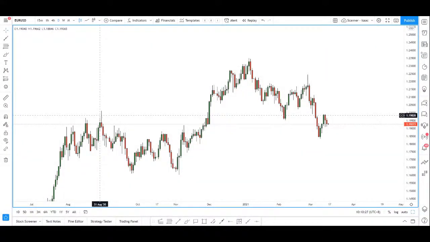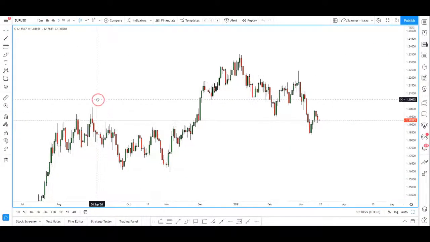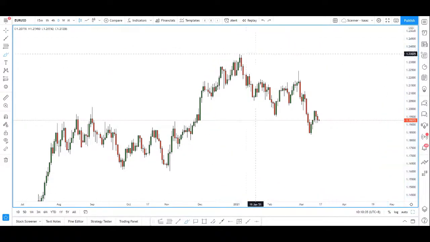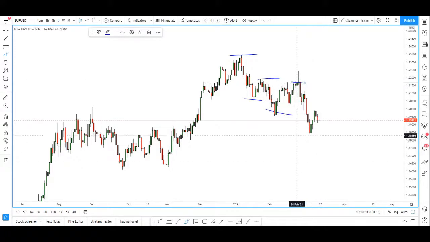For today's trade of the day, we will be looking at the euro dollar. What I have here is euro dollar on the daily, and if we look at the recent market structure, we see the price has made a high, low, lower high, lower low. It tested the same high, but it's consistently making lower lows.